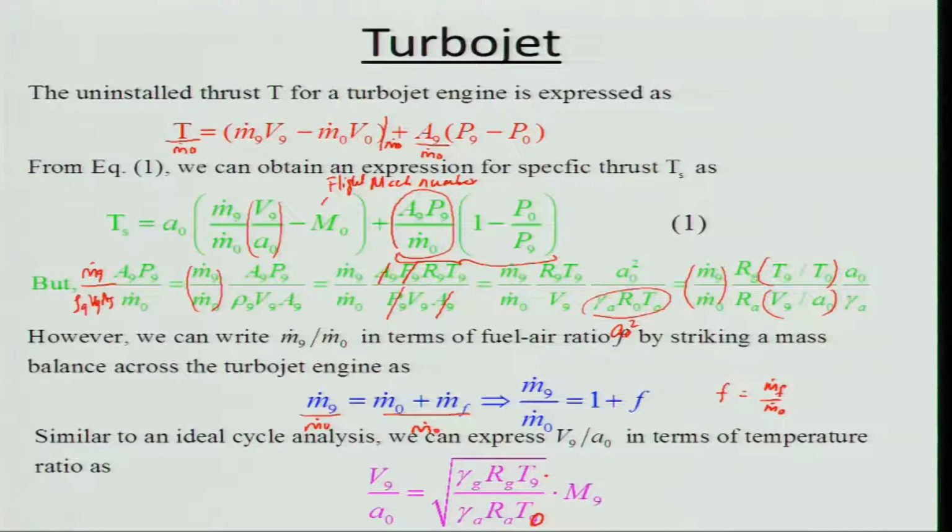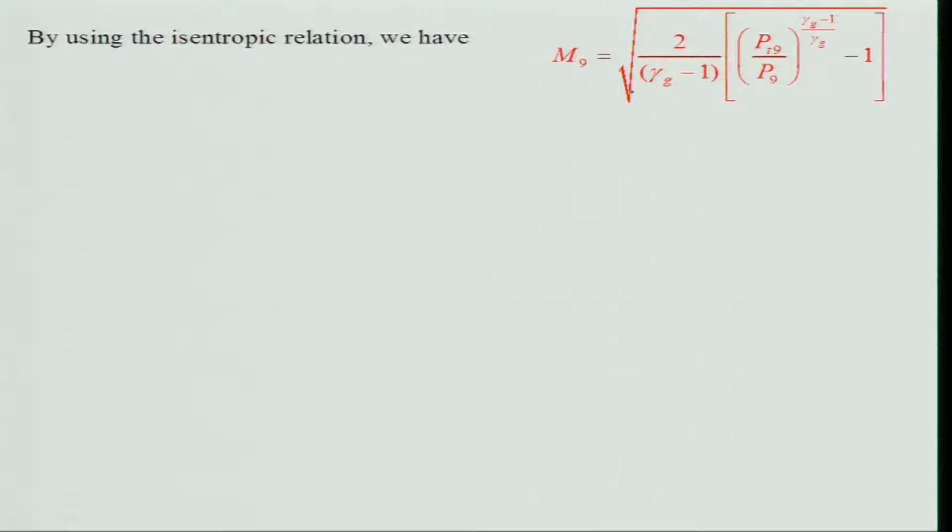We will be following the same way, there is nothing different except that we are now considering various effects of gamma g, gamma a, R g, R a, and also efficiency and pressure losses will be coming into the picture. So, by using the isentropic relation, we can get in a similar manner M 9 as root over 2 by gamma g minus 1 times p t 9 by p 9 raised to gamma g minus 1 divided by gamma g, minus 1. This is similar to what we have already done from the isentropic relationship. Now, what we will do?